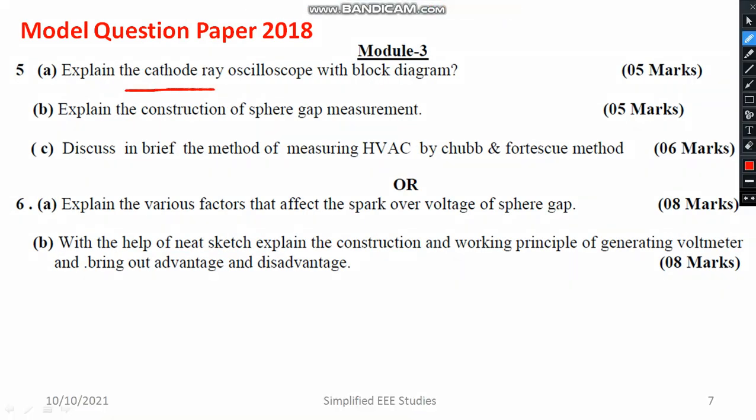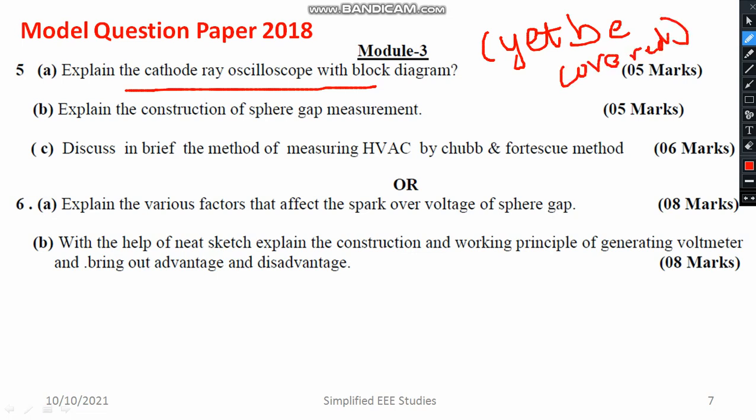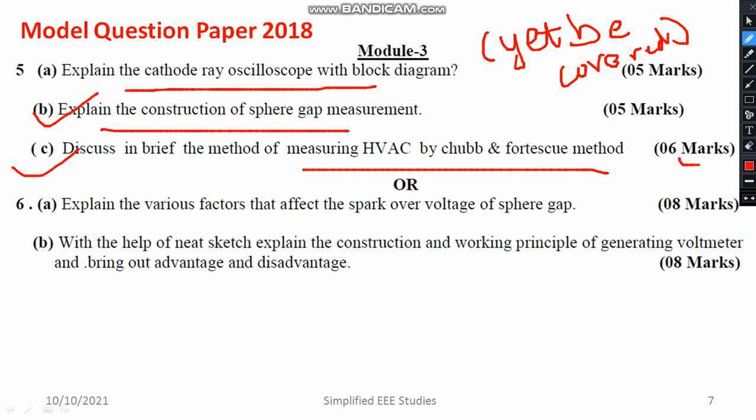So, explain the CRO with the block diagram. That is yet to be covered. That is not completed, yet to be covered. I will be doing that. I will add a separate session soon. Then, construction of sphere gap arrangement, that is already explained very clearly. And this one also I have completed, the Chubb and Fortescue method.